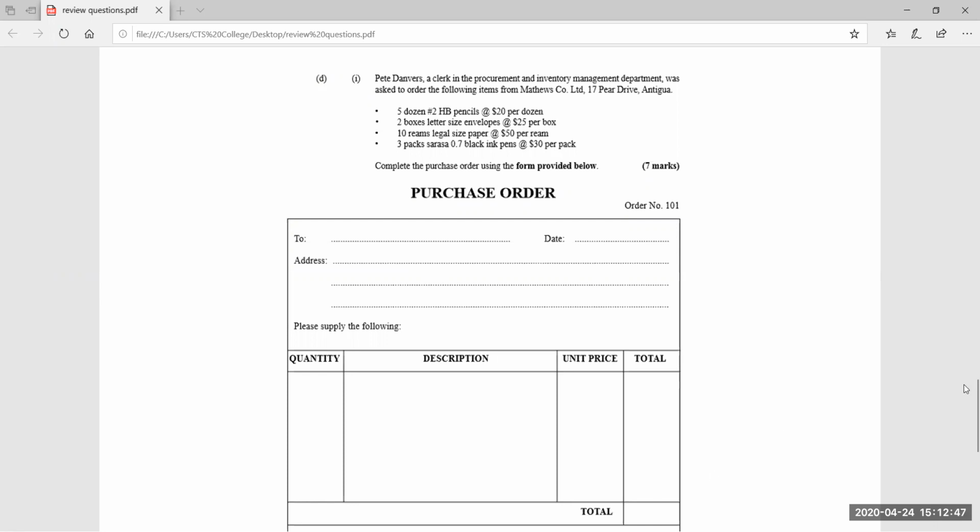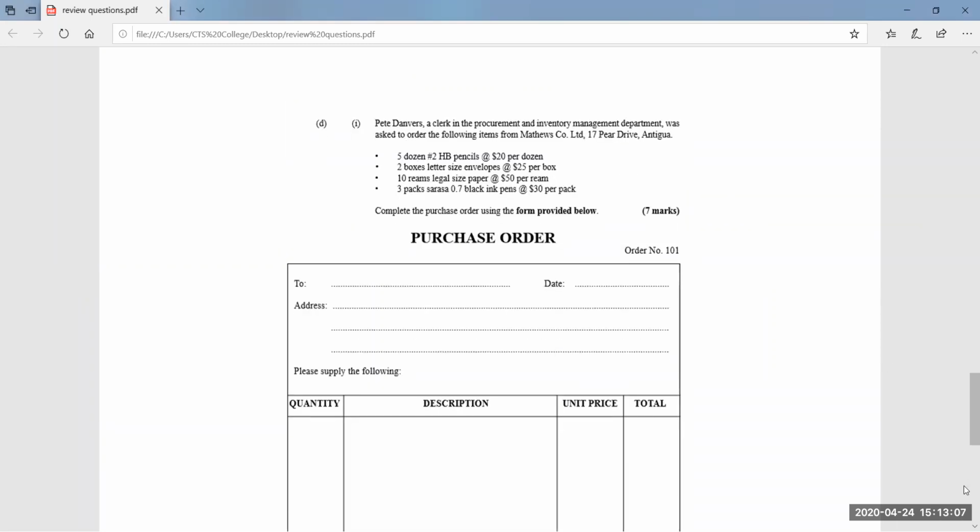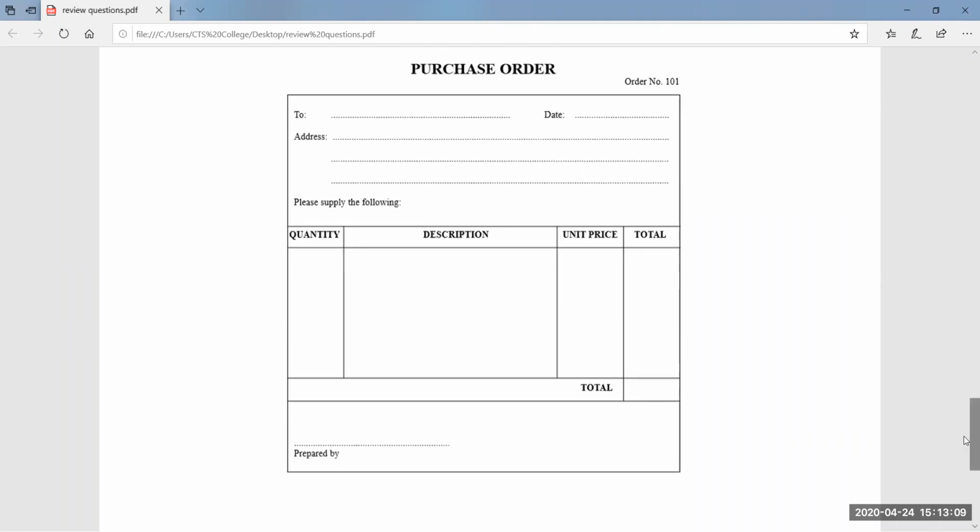And then remember, at the bottom here, we have to put what? Do you remember? Pete Danvers. Very good, right? His name is on the top. So just take the information from the top. So Pete Danvers, that's the name that goes here at the bottom of the form. Very good.